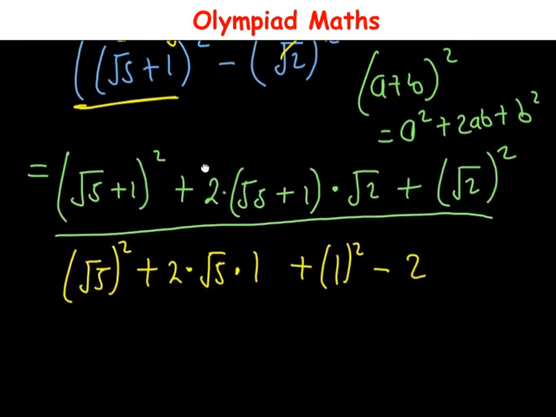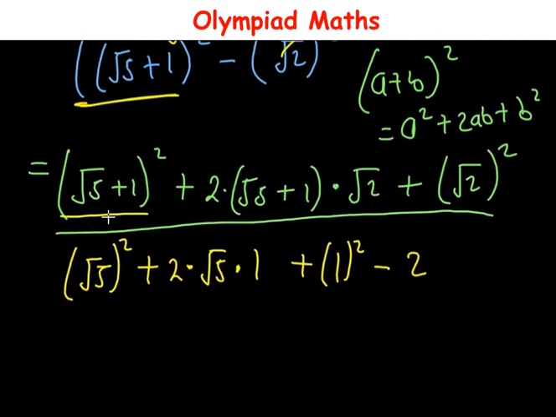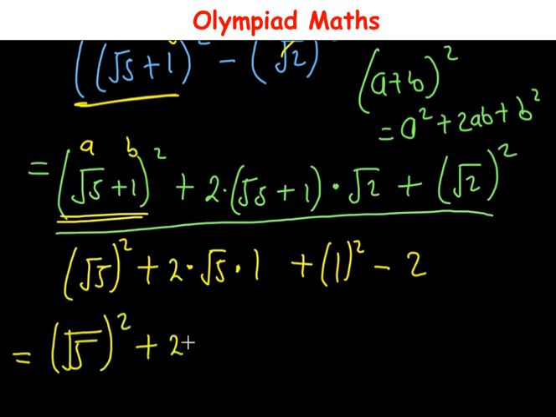From here, looking at this also, root 5 plus 1 all squared is also in this form, a plus b all squared. Expanding it, the value of a is root 5, the value of b is 1. So this then becomes root 5 all squared plus 2 times a, which is root 5, times b, which is 1, then plus b squared, b is 1, so 1 all squared.